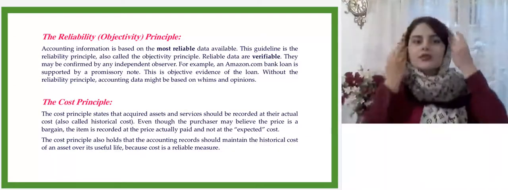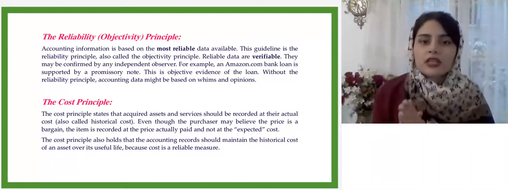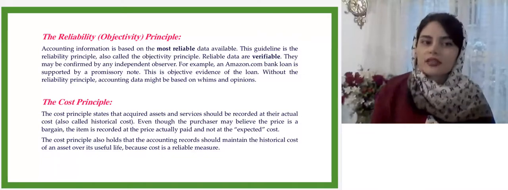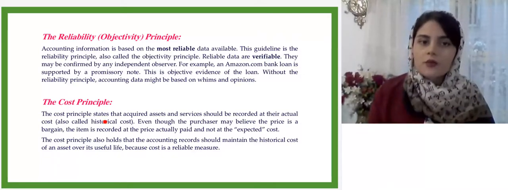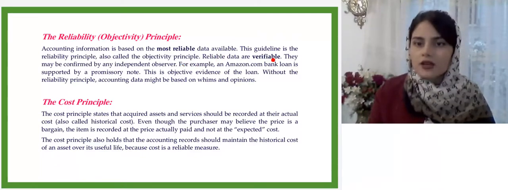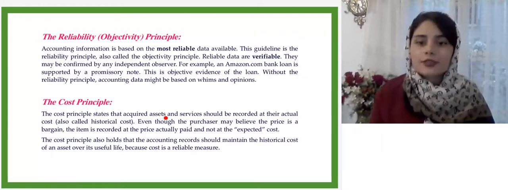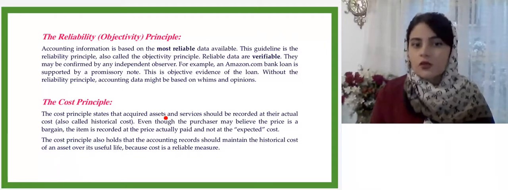The reliability principle. Accounting information is based on the most reliable data available. This guideline is the reliability principle, also called the objectivity principle. And reliable data are verifiable. The cost principle. The cost principle states that acquired assets and services should be recorded at their actual cost, also called historical cost.